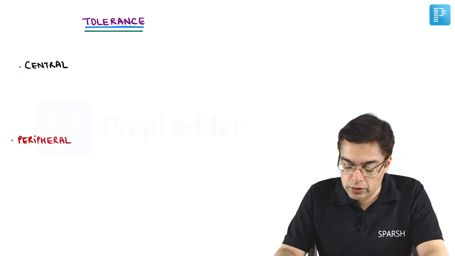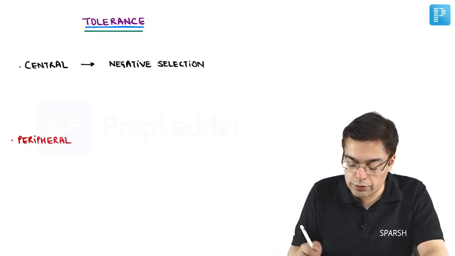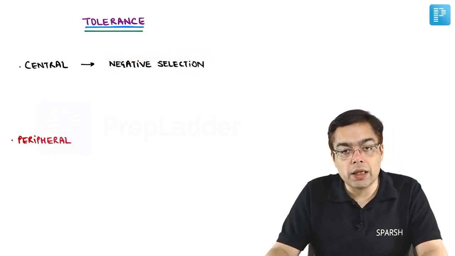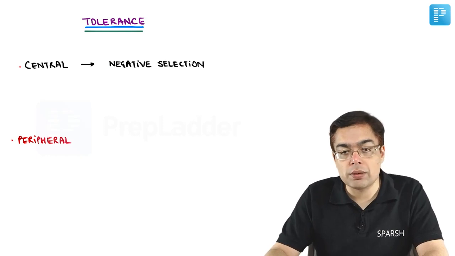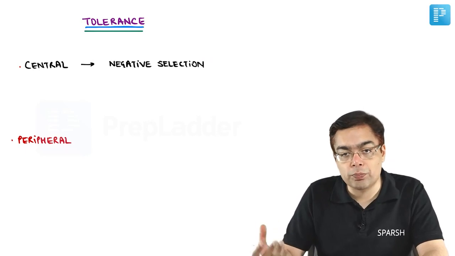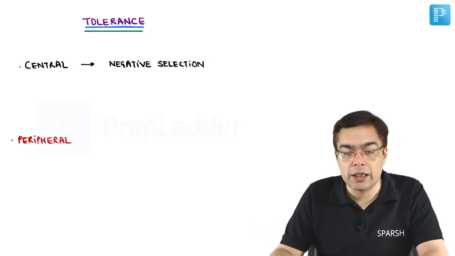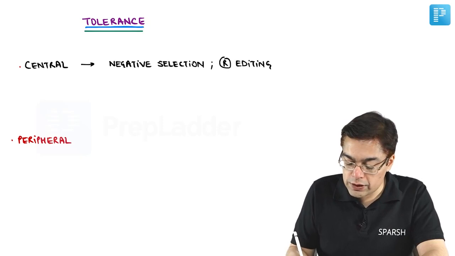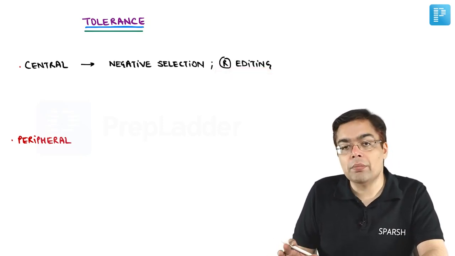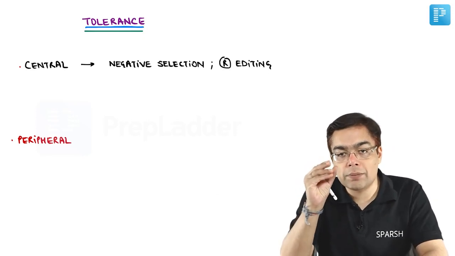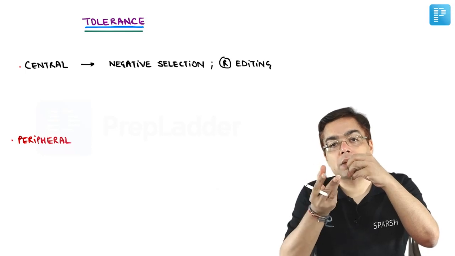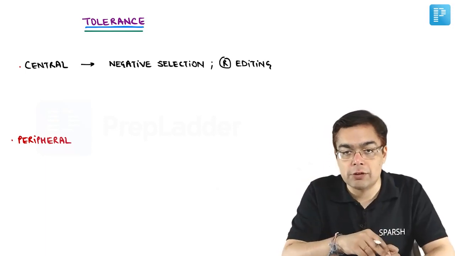Now central tolerance is contributed to by the concept or theory of negative selection. So if by mistake any developing T cell or B cell comes in contact with a self antigen, it is going to get eliminated. This process of elimination is given the name of negative selection. The second mechanism by which central tolerance takes place is the concept of receptor editing. The important point to be remembered is that if there is a receptor which comes in contact with a self antigen, we would like to alter the shape of this receptor so that it no more comes in contact with a self antigen.